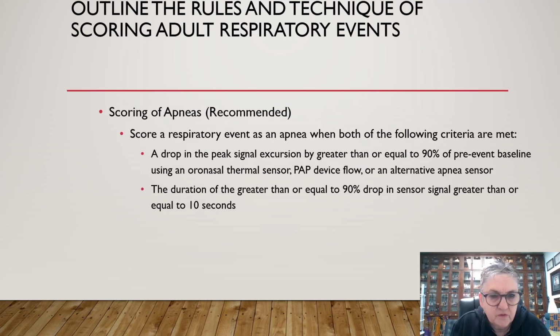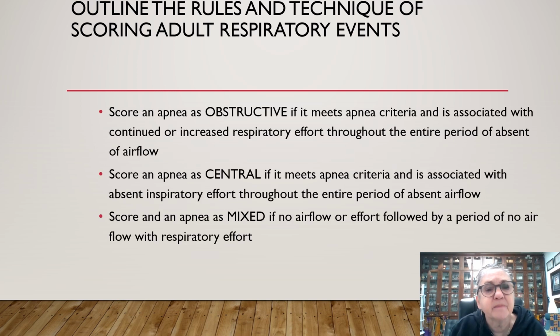Scoring of apneas in adults is recommended. Score a respiratory event as an apnea when both of the following criteria are met. A drop in the peak signal excursion by greater than or equal to 90% of pre-event baseline using an oral nasal thermal sensor, PAP device, or an alternative apnea sensor. And the duration of the greater than or equal to 90% drop in sensor signal is greater than or equal to 10 seconds. Score an apnea as obstructive if it meets apnea criteria and is associated with continued or increased respiratory effort throughout the entire period of absence of airflow.